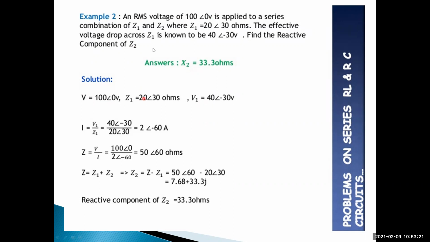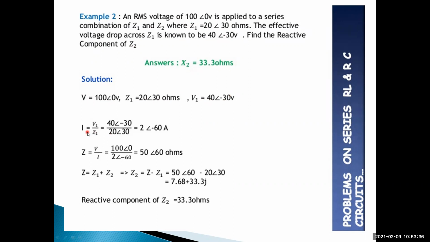Z1 is 20 at an angle of 30 degrees. So Z1 is indicated like this. And V1, the voltage drop across Z1, is 48 at an angle of minus 30 degrees. Then I is equal to V1 by Z1.